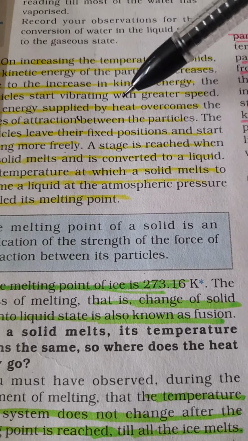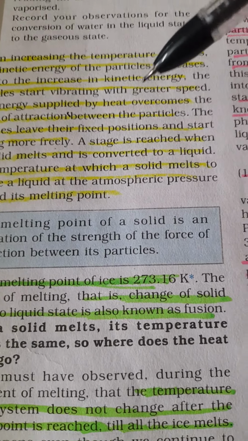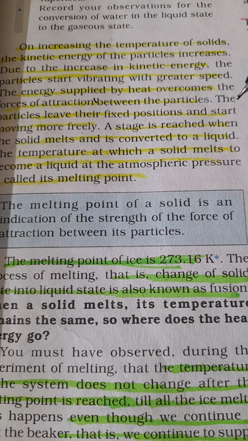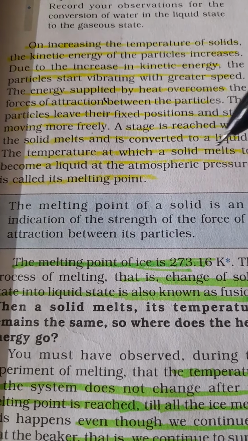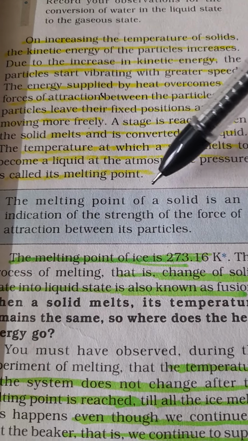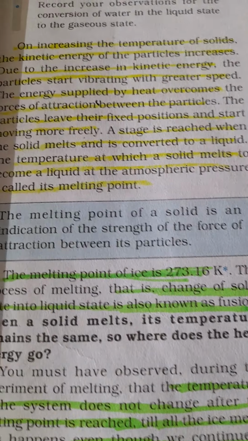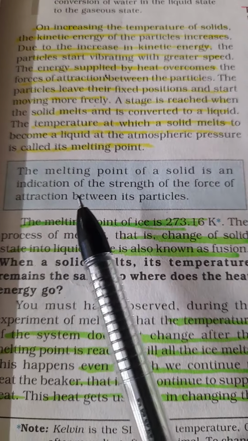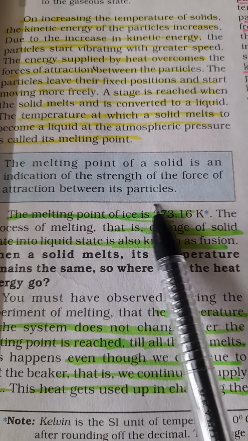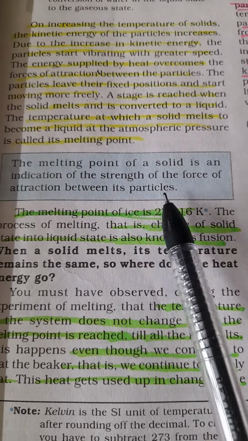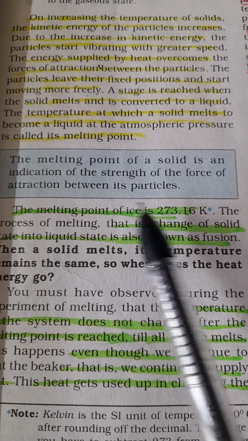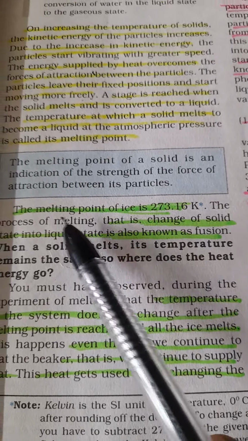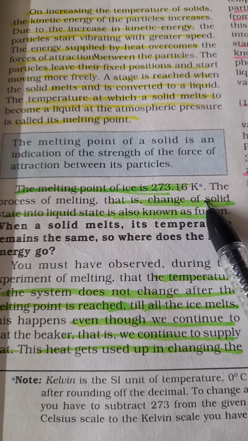That is, how can you change a solid into liquid? By heating it or by supplying temperature. Now the temperature at which a solid melts to become a liquid at atmospheric pressure, we call its melting point. So what does the melting point of a solid indicate? The strength of the force of attraction between the particles. If the strength of the force of attraction between the particles is more, you have to supply more temperature. See, the melting point of ice is 273.16.